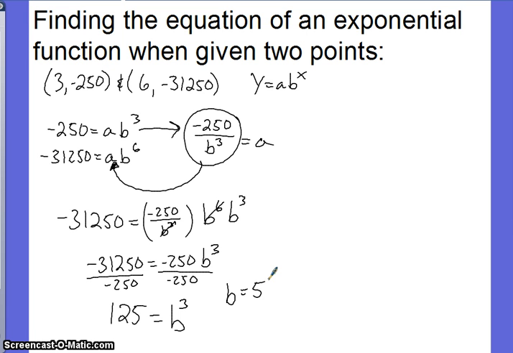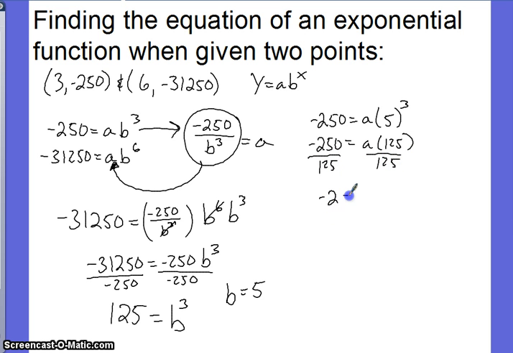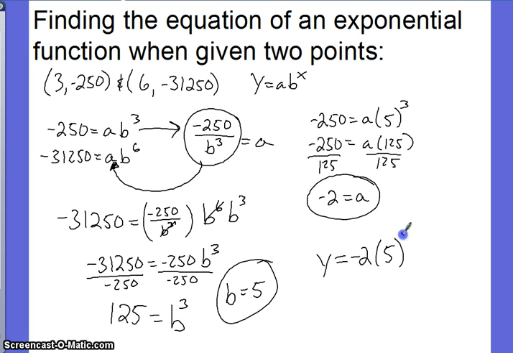So now I've got to find out what a is. -250 is equal to a times 5 cubed. Again, plugging it into this formula and solving for a, -250 is equal to a times 125. Divide by 125 on both sides, and I get that a is -2. With a is -2 and b is 5, I can write my equation: y equals -2 times 5 to the x. And there's the equation of the exponential function that goes through those points.